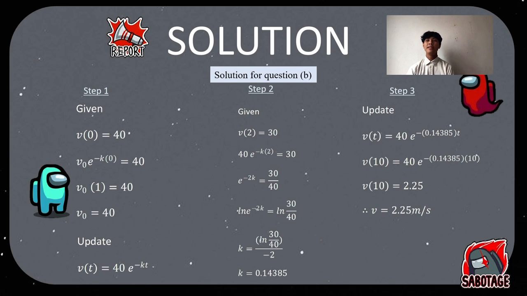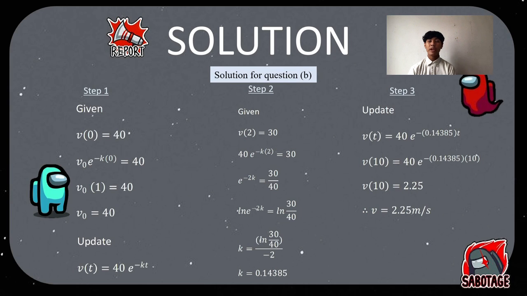Okay, step 2, given v(2) equal to 30, and then we will get 40 e to the power of negative k times 2 equal to 30. e to the power of negative 2k equal to 30 over 40. And then we will get ln e to the power of negative 2k equal to ln 30 over 40. Okay, we need to solve for k, and then the equation will be like this: k equal to ln(30 over 40) over negative 2.